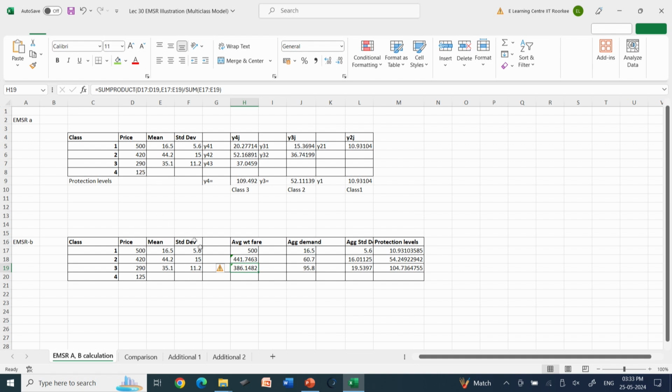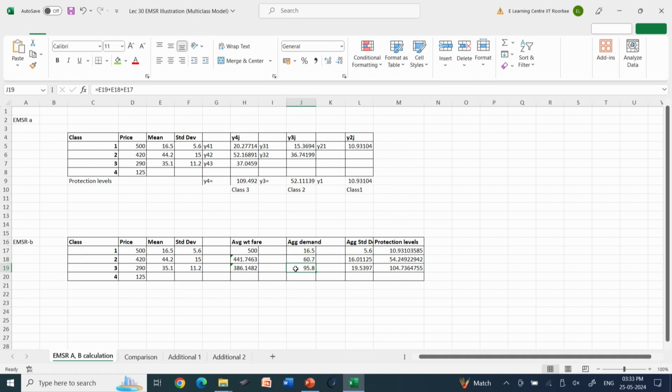So, their weighted fare price will be 441. The formula you can see in the formula bar. Similarly, you will have aggregate demand, that is the demand of that particular cell and the upper classes. So, it is 16.5 plus 44.2, that comes out to be 60.7.